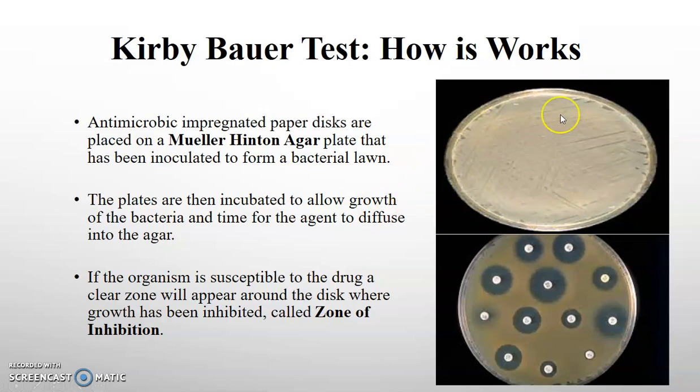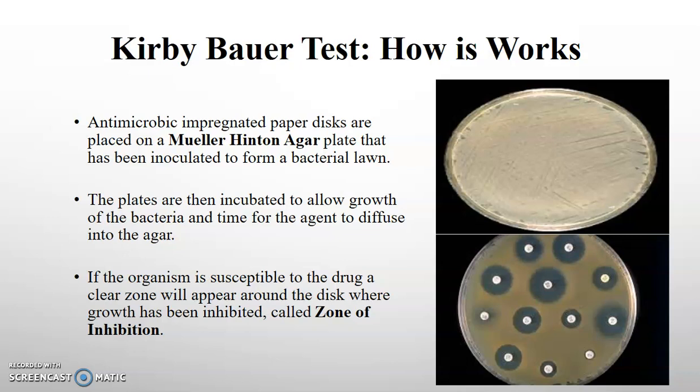When you create a bacterial lawn, your goal is to get bacteria all over every square inch of that Petri dish. You don't want any section to be left untouched by the bacteria. By creating a bacterial lawn, you are really making sure that there is growth all over the entire Mueller-Hinton agar plate.